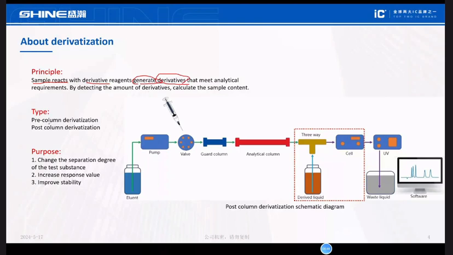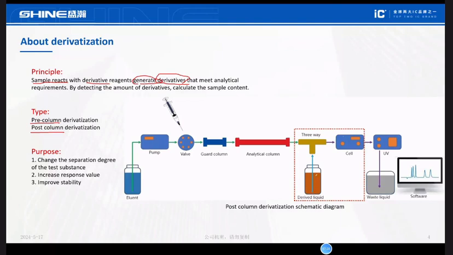And about the derivatization, there are two different types. First one is the pre-column derivatization. Next one is the post-column derivatization, and they are a little different. The right side, the big picture here, is the post-column derivatization sketch map. And as the word means, it is behind the column. We call it post-column. I marked it in the red box.